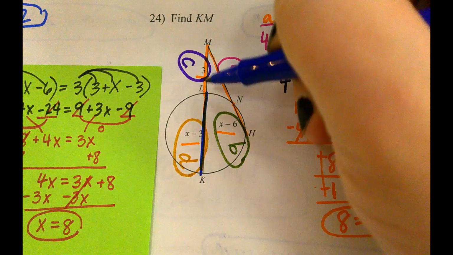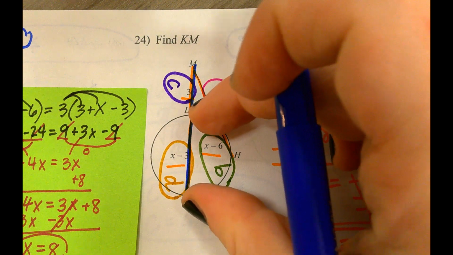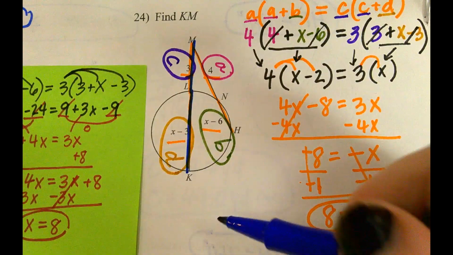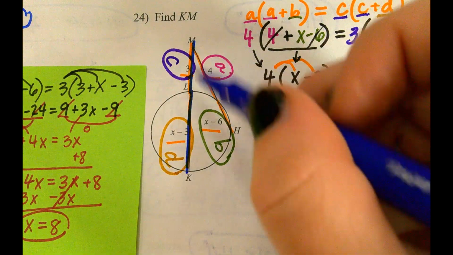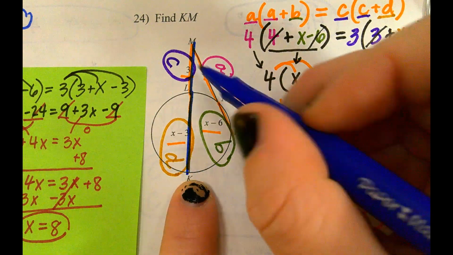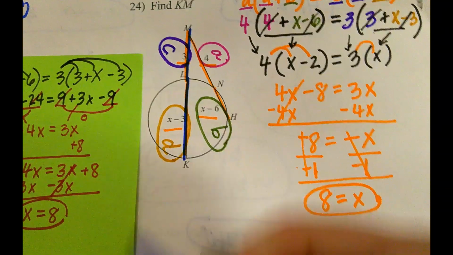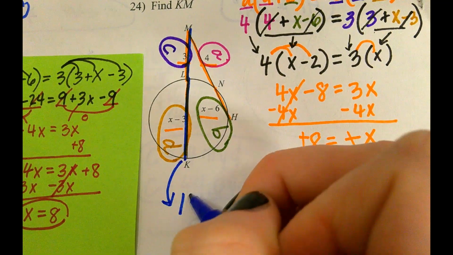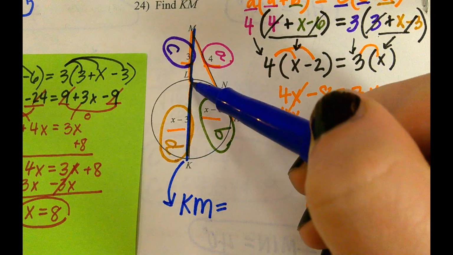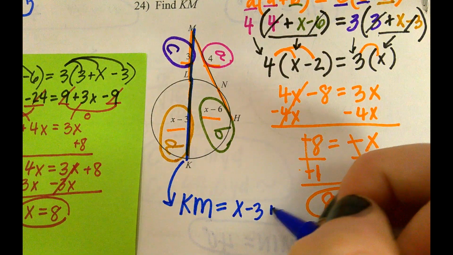X minus 3. Now, if I take that times 3, it means that I'm taking x minus 3 and another x minus 3 and a third x minus 3. We're just going to add the 3. So it'll be x minus 3 plus 3. You're very close, though. Very close. So I want to mark that to the side. KM equals x minus 3 plus 3.